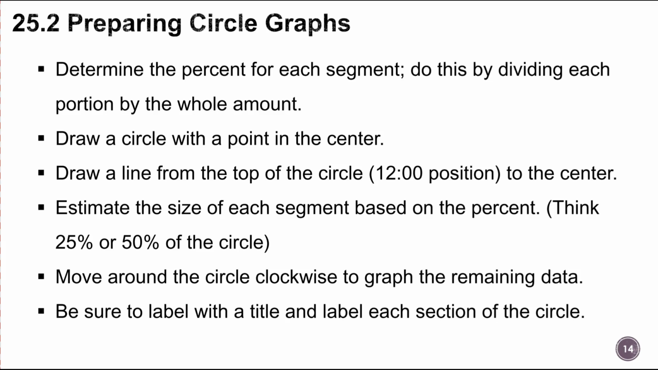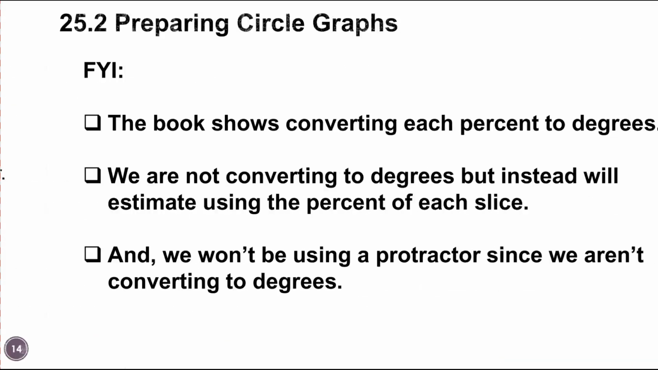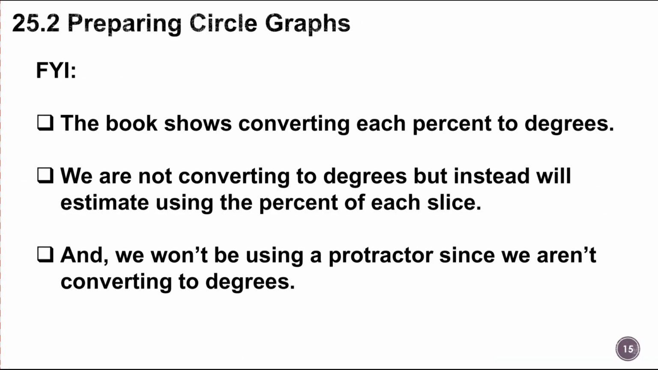Now, your book talks about changing the percent to degrees and measuring that with a protractor, but we don't really care to get that complicated. Really, I just want you to understand something about circle graphs. Then you move around the circle clockwise. Be sure to label it with a title and label each section of the circle. This is what I was talking about. The book shows converting each percent to degrees. We're not doing that, and we won't be using a protractor.